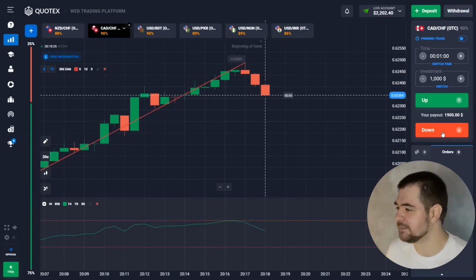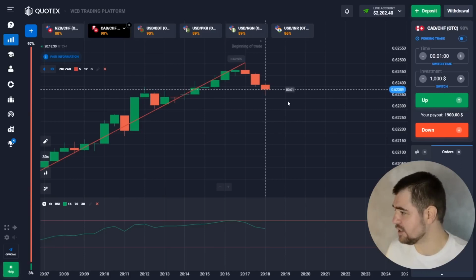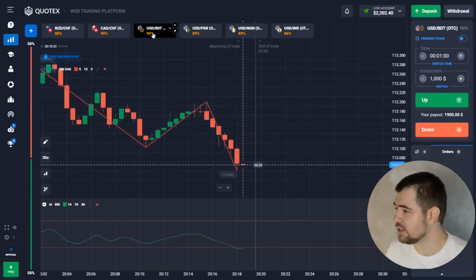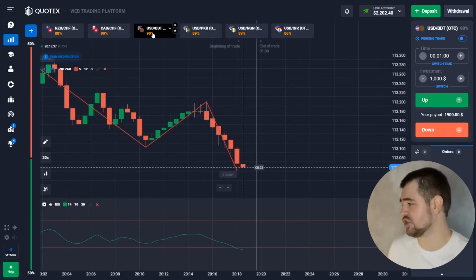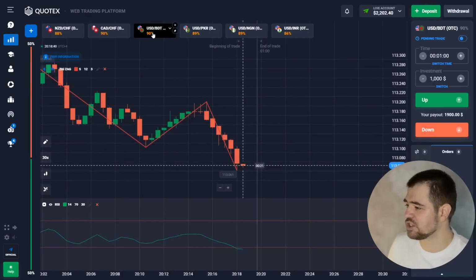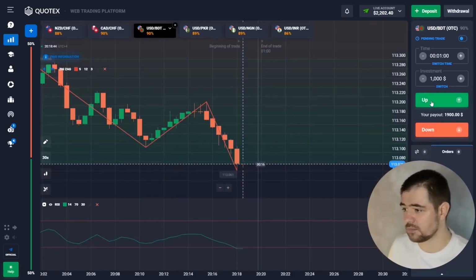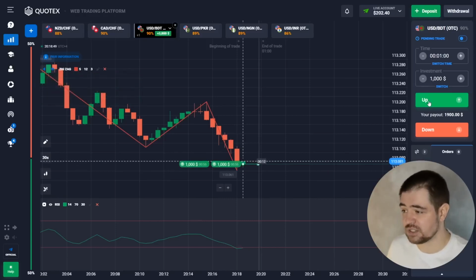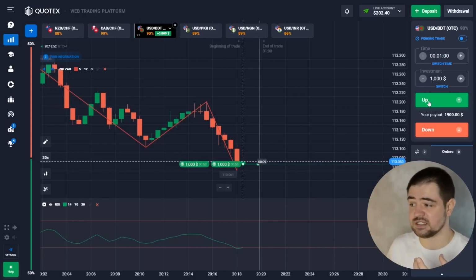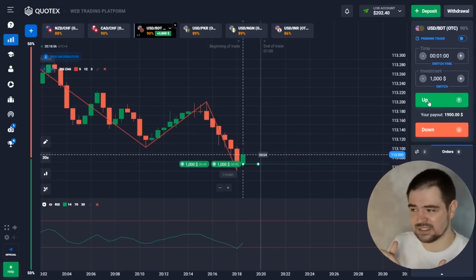So let's see. I'm going to change to this one, and here we have a vice versa situation. We're going to make a 2,000 call option, because here the price is exactly opposite, and as you can see, it's already showing the indication.